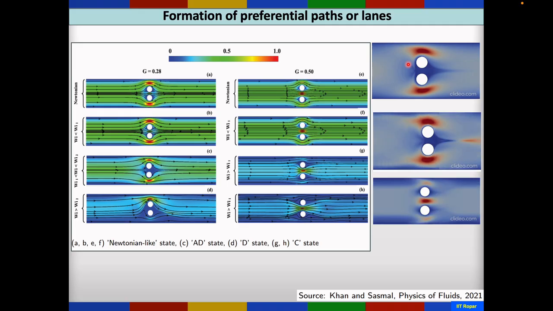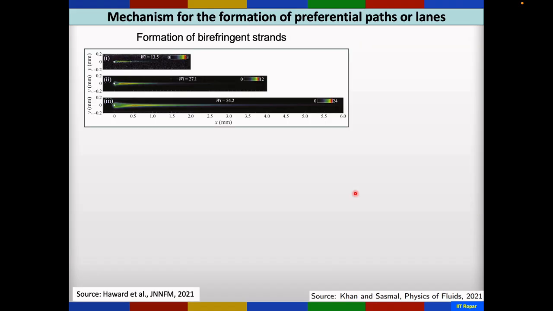Okay, but the question remains the same: why does this happen, why does this flow transition happen? So that we need to understand. In order to understand that, we looked into the formation of birefringent strands.